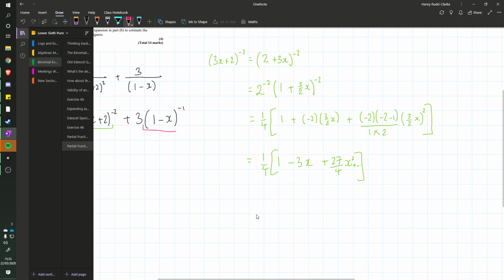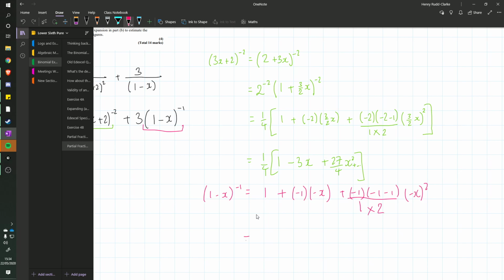Alright, next bracket, this one, (1 minus x) to the minus 1. It's going to be much easier because it's already written in the way we want. So 1 plus nx, minus 1 times minus x, plus (minus 1)(minus 2) over 1 times 2, x squared. There we go.